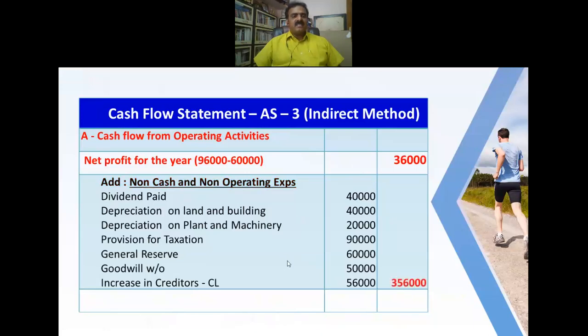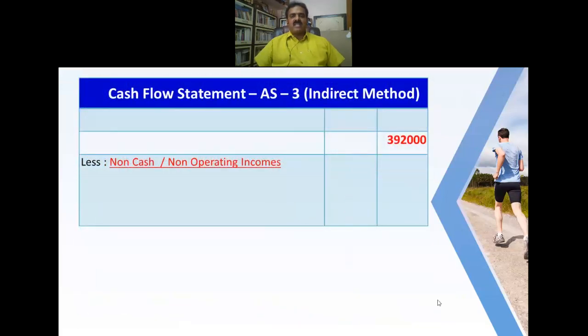Next is to find the total. The total comes to 3,56,000 with respect to the add items. Now 3,56,000 plus the net profit of 36,000 comes to 3,92,000. So from this 3,92,000 we need to deduct any non-cash incomes, or any current assets and current liabilities position.